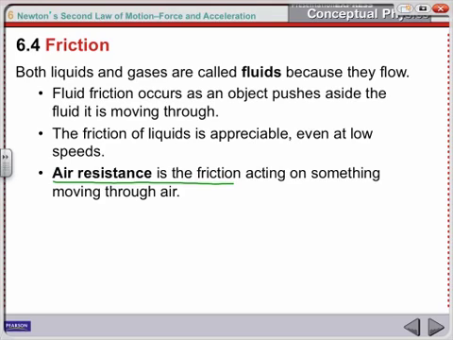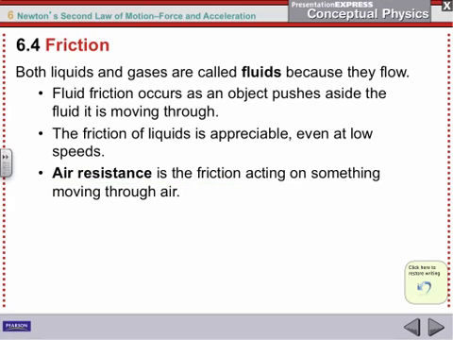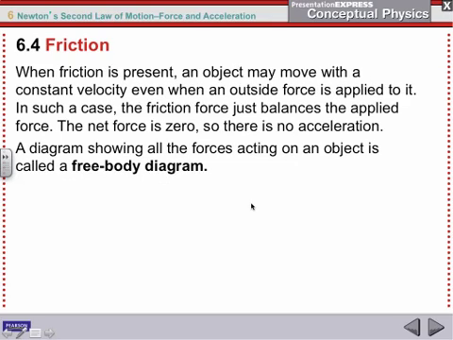And at low speeds, air resistance isn't much of a problem. You don't notice it much. You know, if you're walking, you don't really notice air resistance. On the other hand, if you're riding in a convertible going 55 miles an hour, you can notice a lot of air resistance as you move. Or if you stick your hand out the window, you notice quite a bit of that.